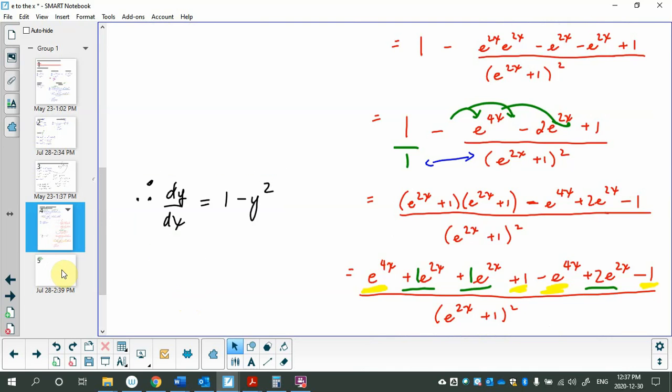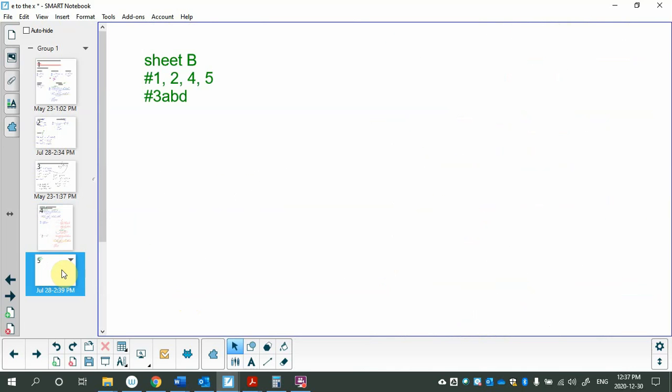Ta-da! All right, so on the Google site, there are some sheets attached. I believe this one, the e to the x derivative lesson, has a sheet B attached. 1, 2, 4, 5, all of that, 3, A, B, D. So the stuff in the textbook, not fantastic.